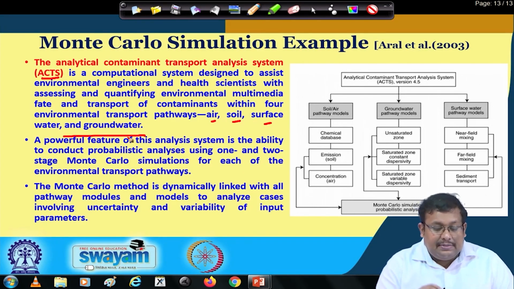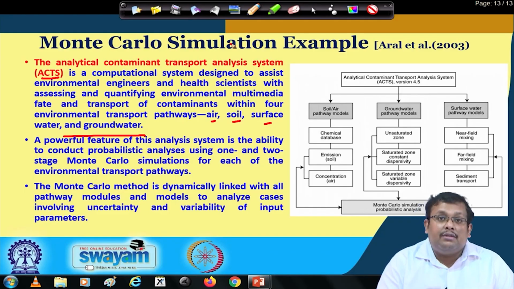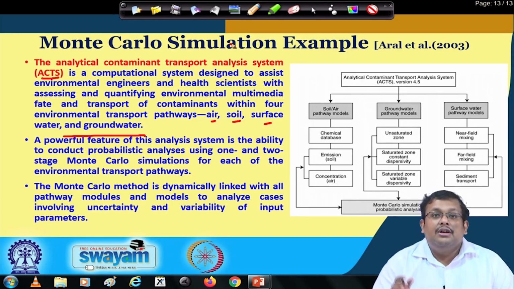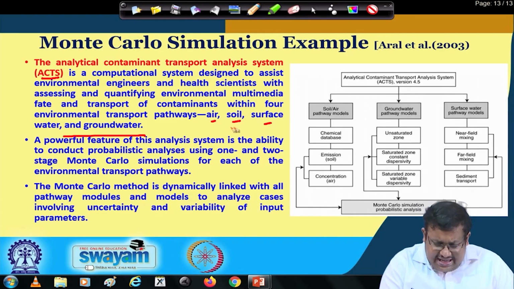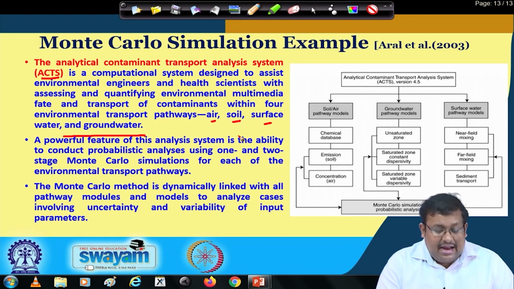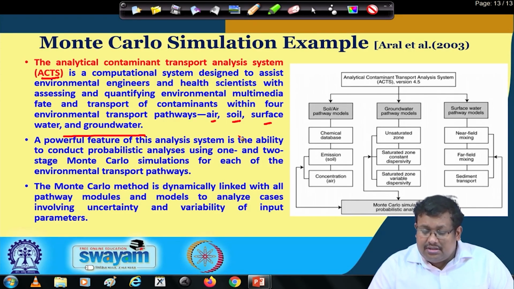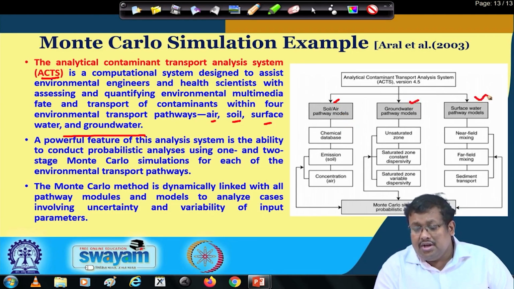So, ACTS is a computational system which assists environmental engineers and other scientists to quantify and assess the environmental multimedia fate and transport in 4 different transport pathways: air, soil, surface water and groundwater. This is a flow chart of the ACTS system. You can see they have soil or air pathway models, groundwater pathway models and also surface water pathway models. So, 4 different transport pathways.